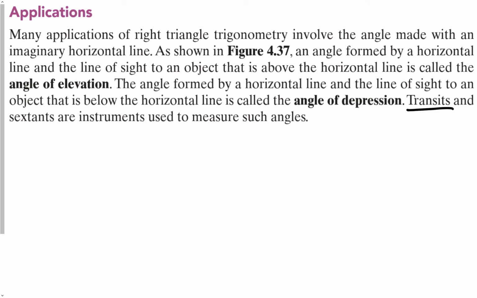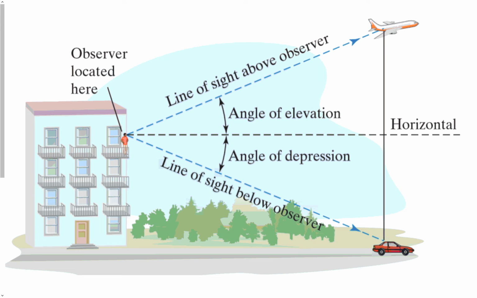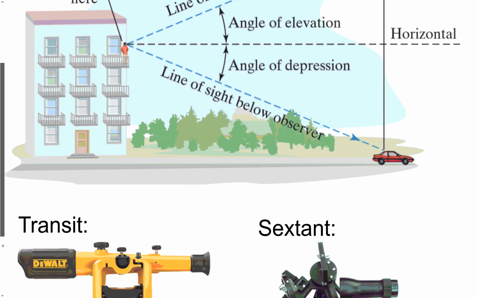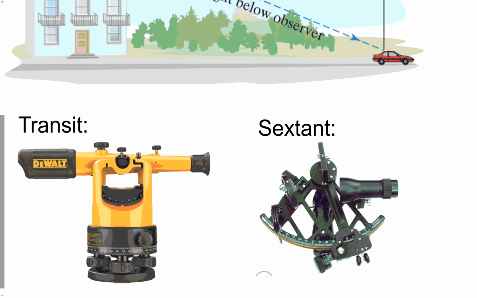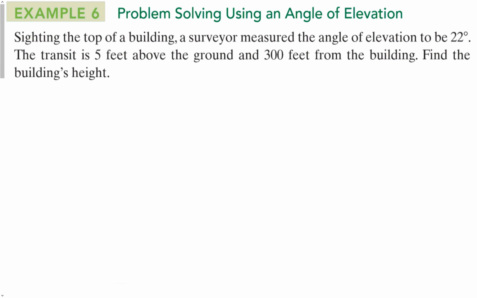Some tools that are used to measure these kinds of angles, transits and sextants, are both instruments used to measure angles from a site. I have a picture of those. So here's the picture they were talking about. So if you're standing on a balcony, the horizontal line, the horizon, is the straight line in front of you. If you look up at the plane, that's an angle of elevation. You look down at a car, that is an angle of depression. Okay? And the tools that you would use to measure them are one of these, right? Transits, sextants if you wanted a tool, or you could just use trigonometry.